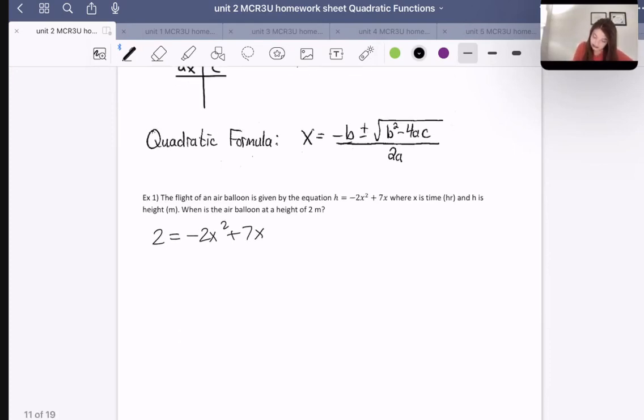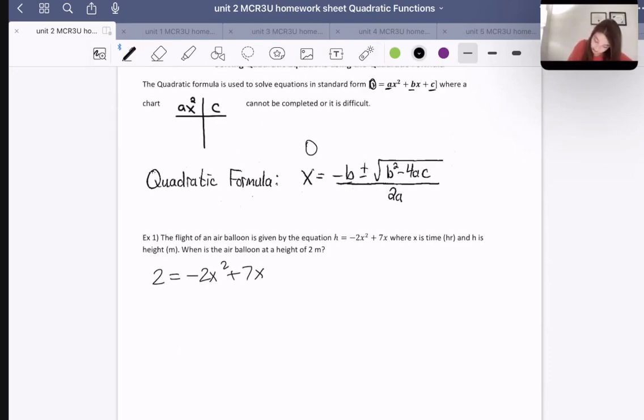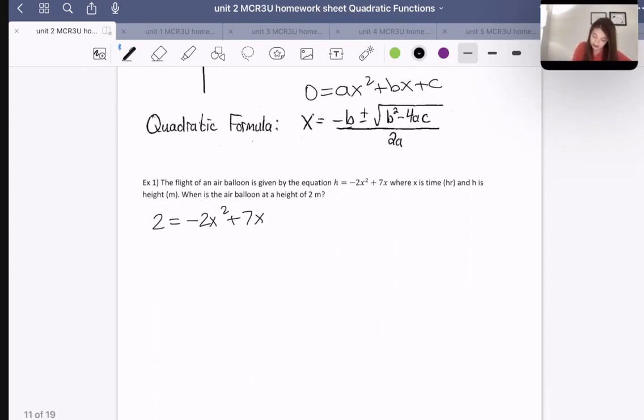Now our next step is we need to get it into this form, the form of 0 equals ax squared plus bx plus c. Because what a lot of people might do here is they might say, oh, so look, negative 2 is a and 7 is b, and they'll forget about this 2, the fact that we need a 0 on our left-hand side in order for this to work. So we're going to subtract 2 from both sides of our equation to get 0 equals negative 2x squared plus 7x minus 2.